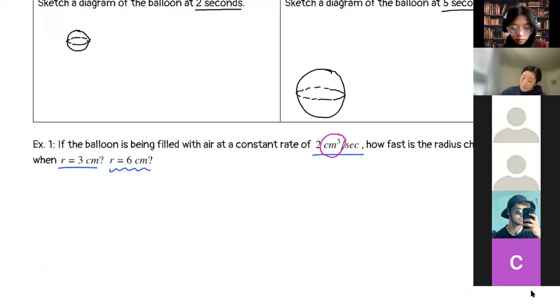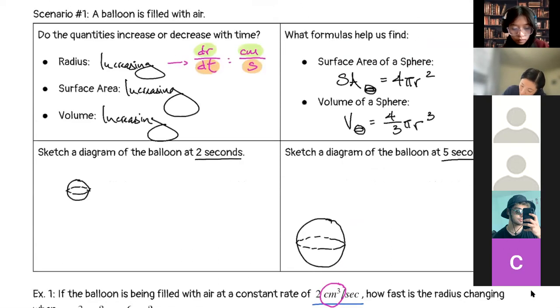So I can go back up here. For volume, I would write dV over dt, the change in volume over the change in time. And that might be something like centimeters cubed per second. Now, while we're here, what might we write for the rate of change of surface area in terms of units or a fraction?